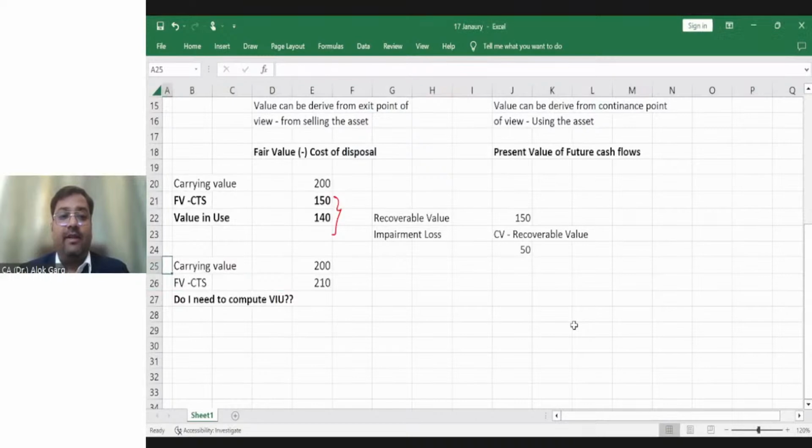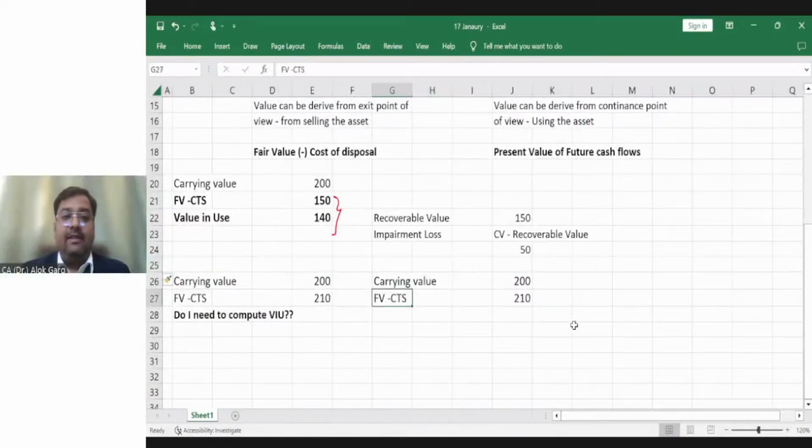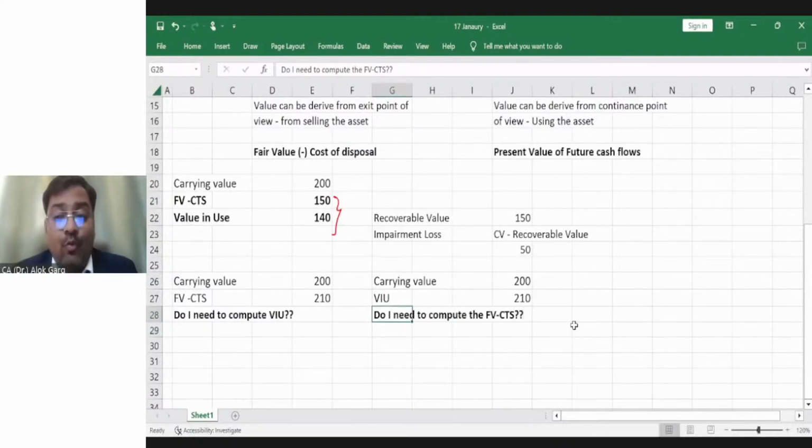So likewise, for example, the carrying value is 200 and the value in use is, let's say, 210 lakhs. Do I need to compute fair value less cost to sell for getting the recoverable value? Answer is no. I am not required to compute the fair value less cost to sell because one value is already higher than the carrying value. It means there is no impairment.